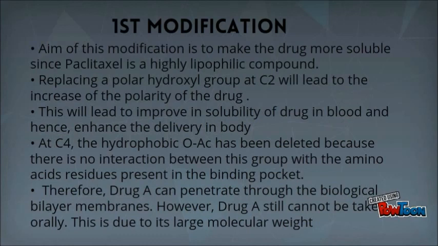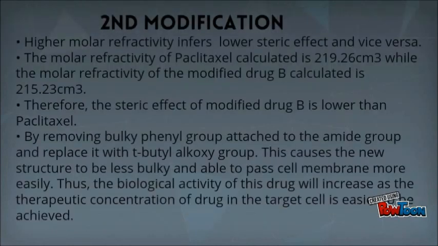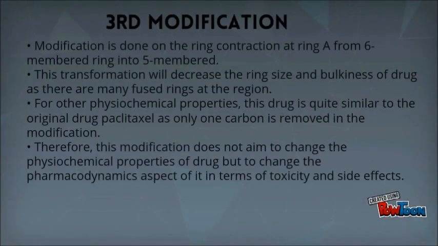The second modification is to create a lower steric effect by removing the bulky phenyl group attached to the amide group and replacing it with a T-butyl alkoxy group to enable the drug to pass through the cell membrane more easily. The third modification is from a 6-membered ring to a 5-membered ring at ring 8 to reduce the bulkiness of the drug.